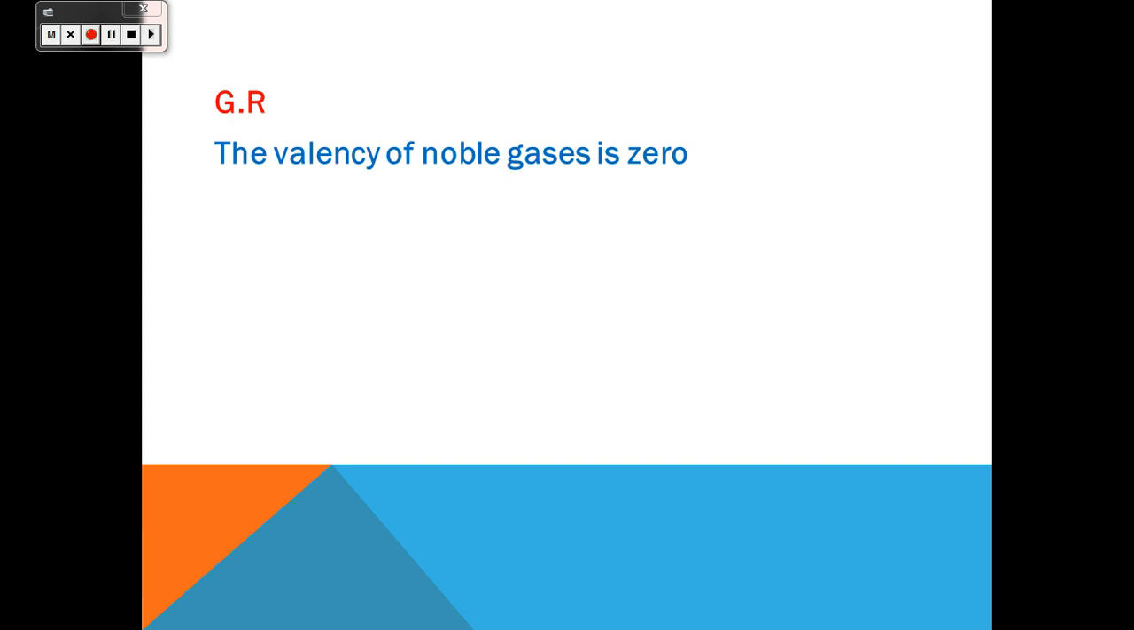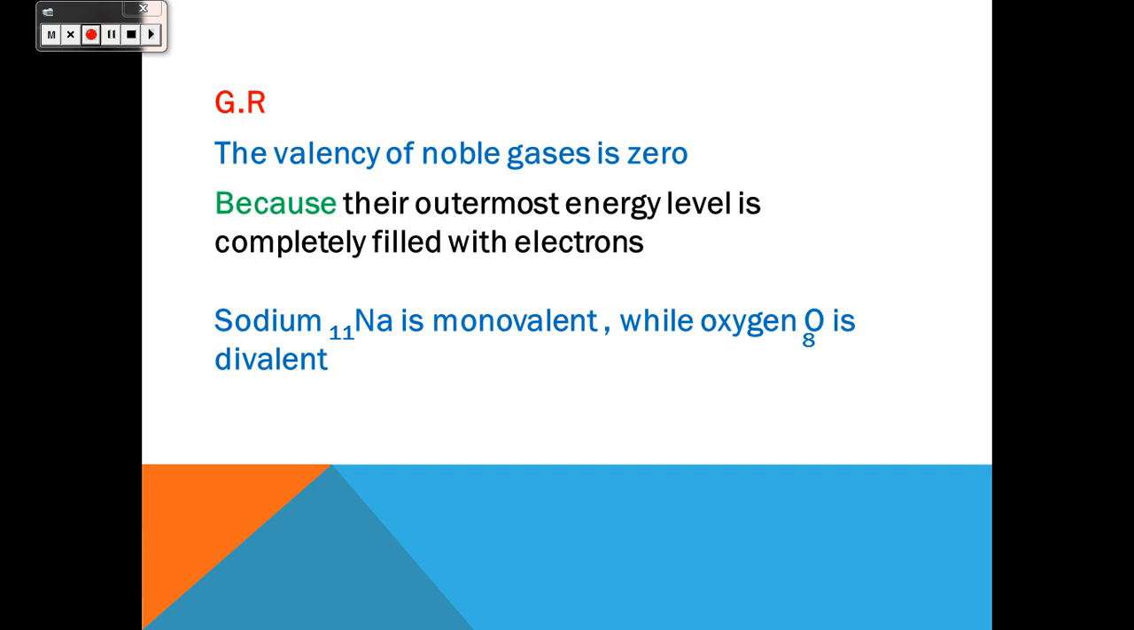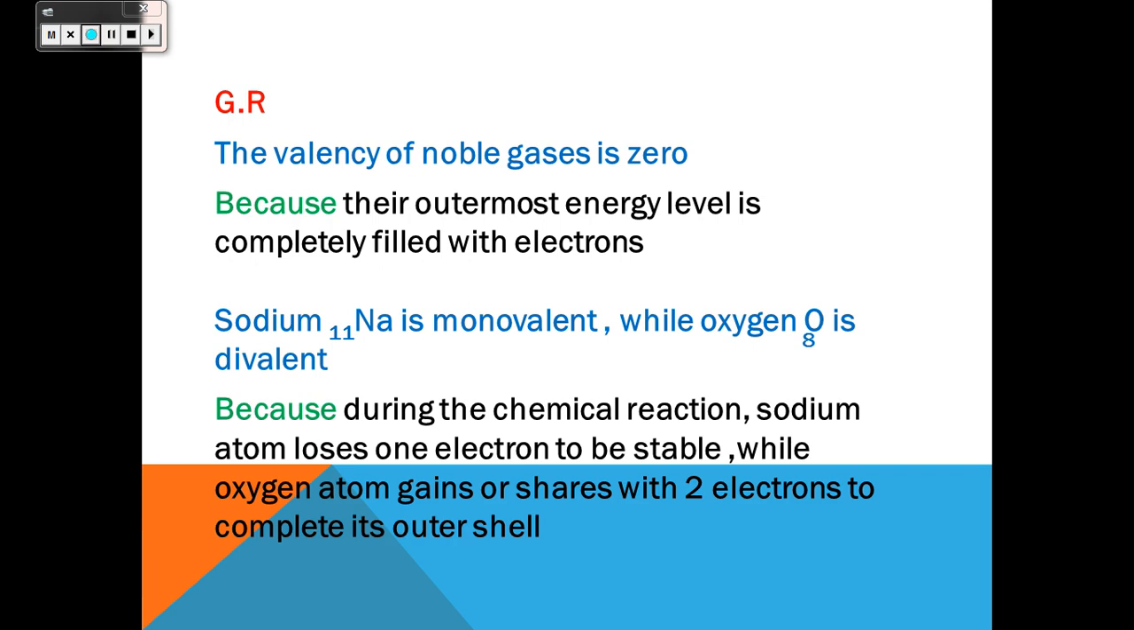So if I ask you, give reason: the valency of noble gases is 0. This is because the outermost energy level is completely filled with electrons. And if I ask you, give reason: sodium is monovalent while oxygen is divalent. This is because during chemical reaction sodium will lose 1 electron to be stable, so sodium is monovalent, while oxygen will gain or share 2 electrons, so oxygen is divalent.